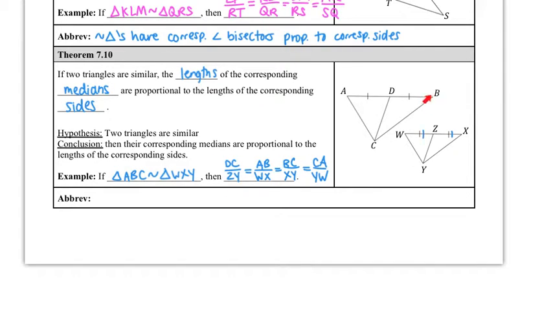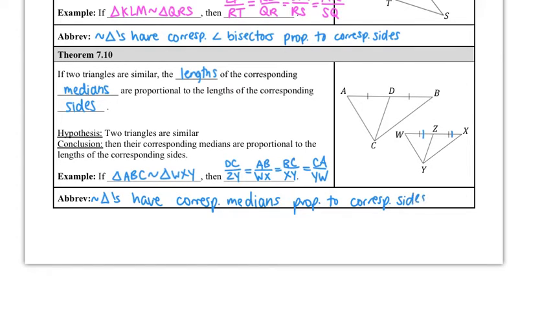So if we had B whatever here, and then we had, oh, well, I don't want to use X, BM, and then we had XN here, then those would also form a proportion, not only with all these guys, but with this other ratio of the proportions, or the ratios of the corresponding medians. So the abbreviation is going to be the exact same. Similar triangles have corresponding medians proportional to corresponding sides.